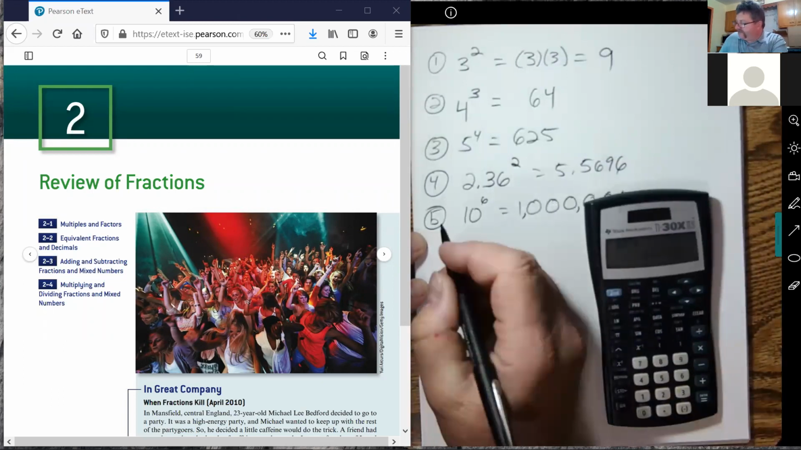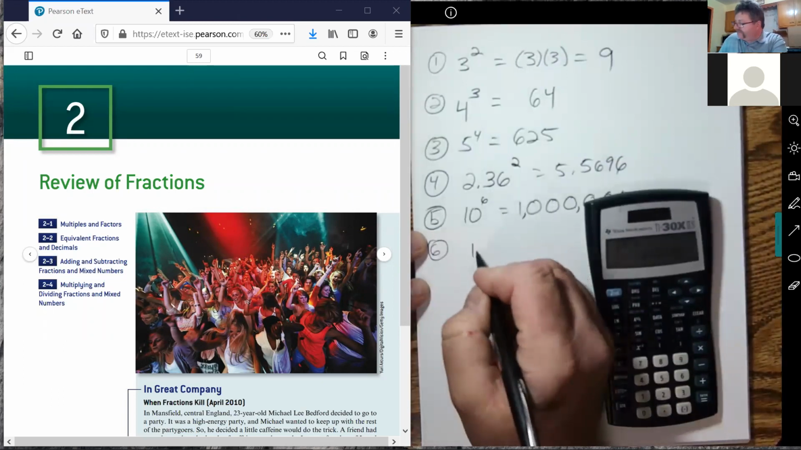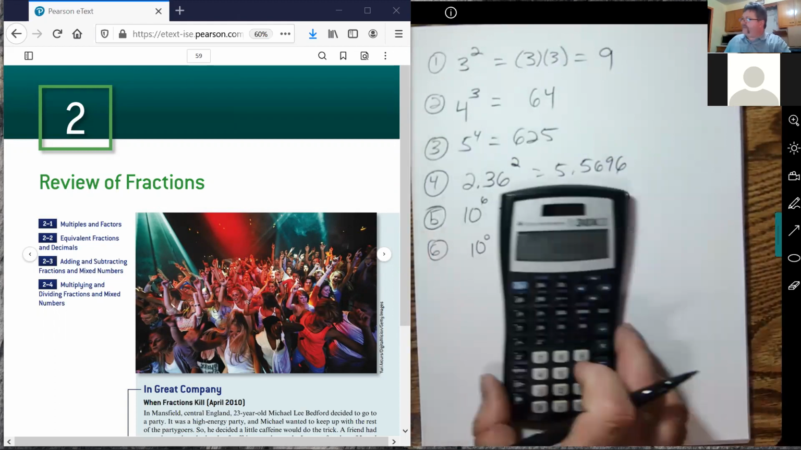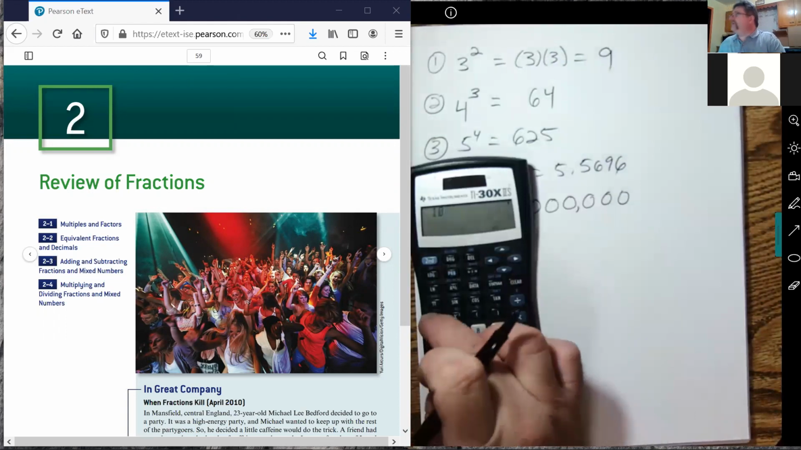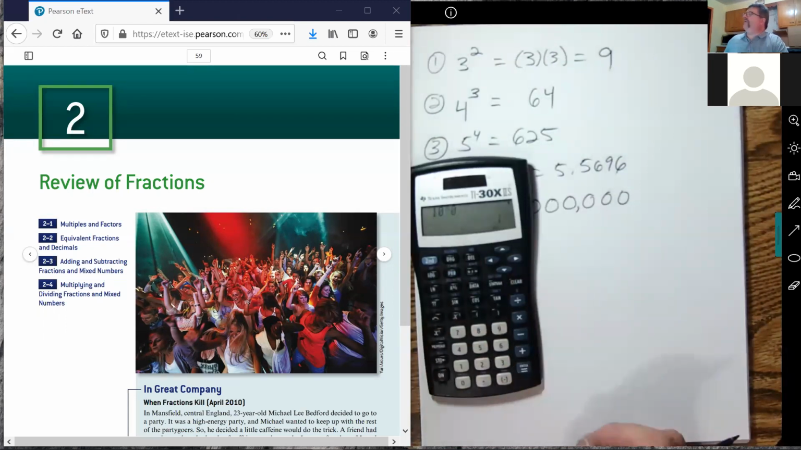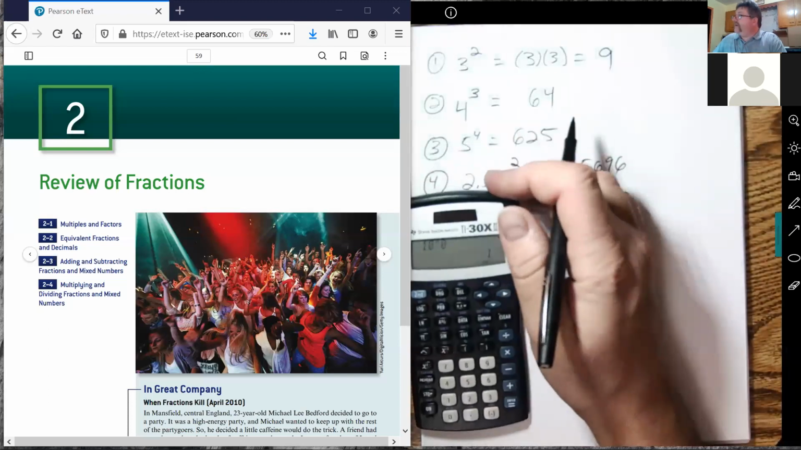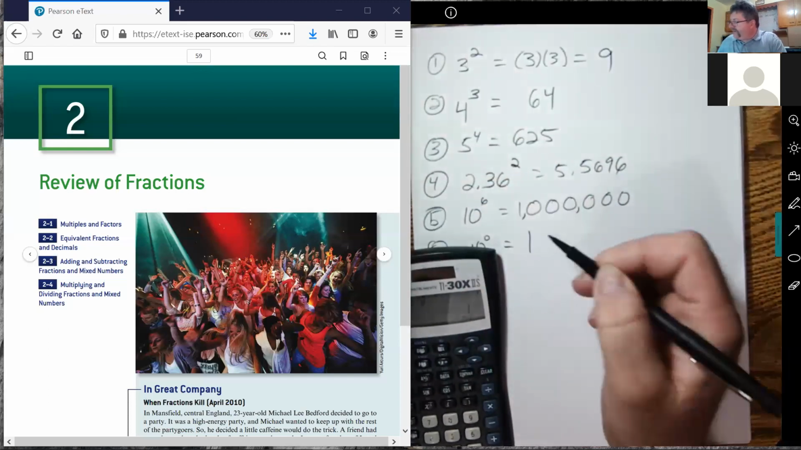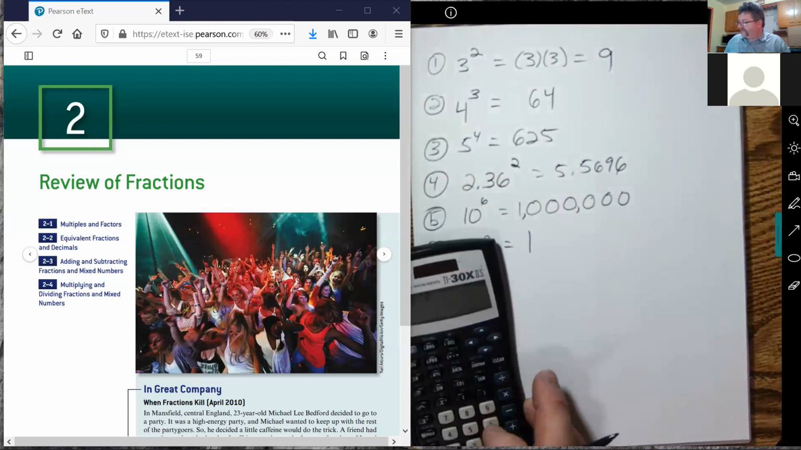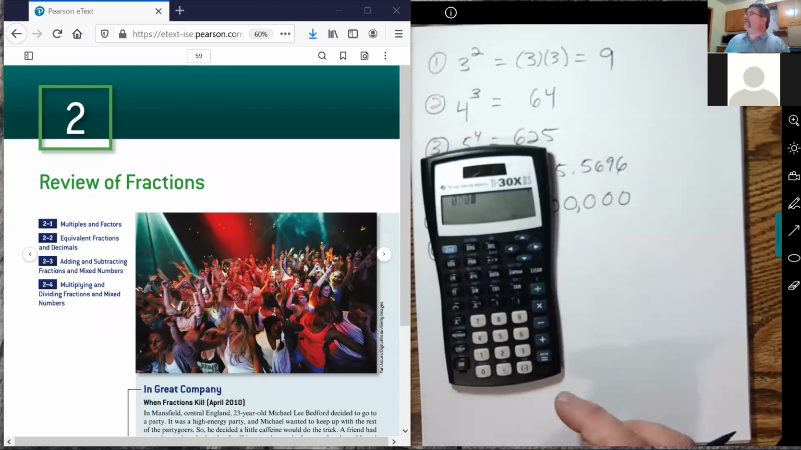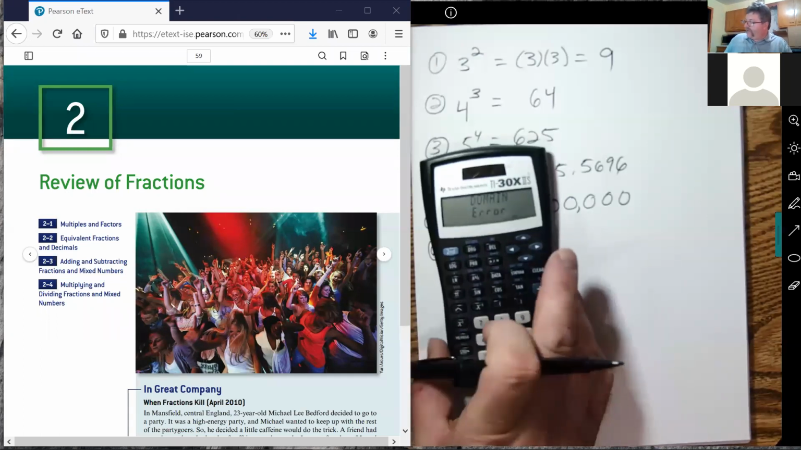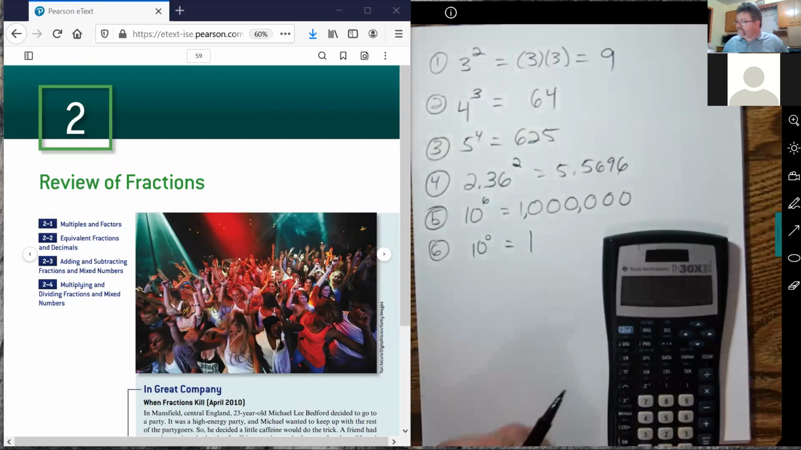And finally, number 6 now. 10 to the power of 0. Whenever I have a number raised to the power of 0, what do I get? 10 to the power of 0, I'm going to get a 1. Okay, so anything to the power of 0, with the exception of 0 itself. If I try to do 0 to the power of 0, I'm going to get an error message here. Let's try it. Okay, no good. But anything else to the power of 0 is going to give me a 1. Okay, so that's going from exponential to standard.